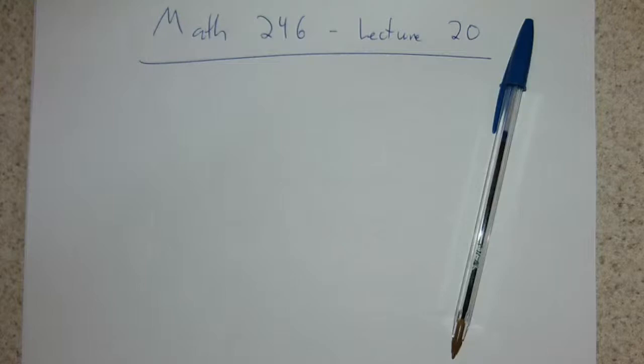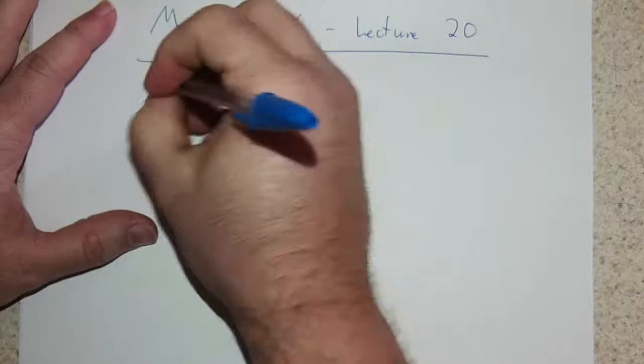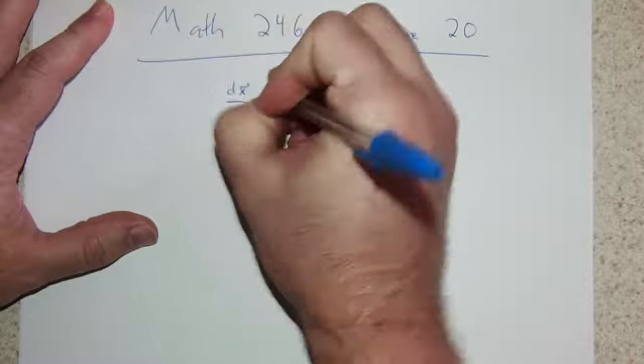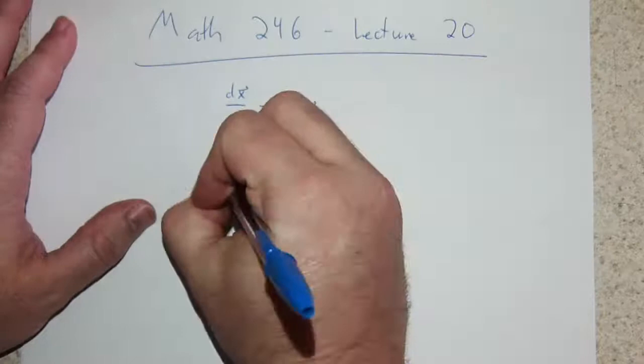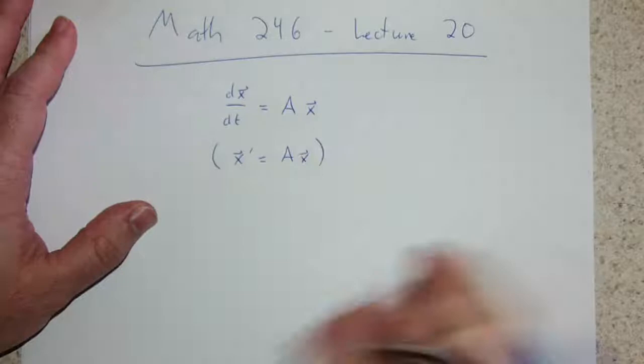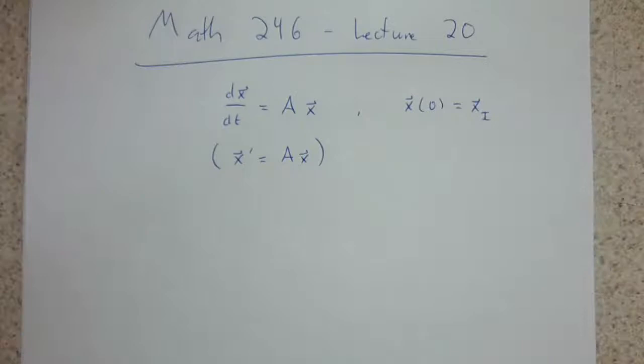I wanted to talk about what we had kind of finished with yesterday, which is let's say I have our typical homogeneous linear system like this. A lot of times you'll see this written as x prime is equal to Ax, however you want to look at that, with maybe an initial condition. So maybe x of 0 is equal to x of I.